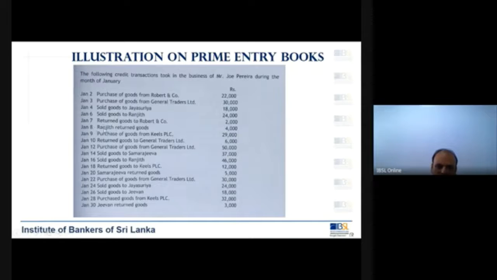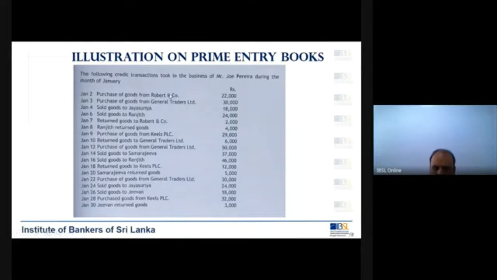Then they also say January 8th, Ranjit returned goods 4000. So who is Ranjit now? Who is Ranjit for this business? Yes, on January 6th, you have sold goods to Ranjit. So when you sold goods to Ranjit on credit terms, Ranjit becomes your debtor. Ranjit becomes your debtor. Like Jayasuriya becomes your debtor.